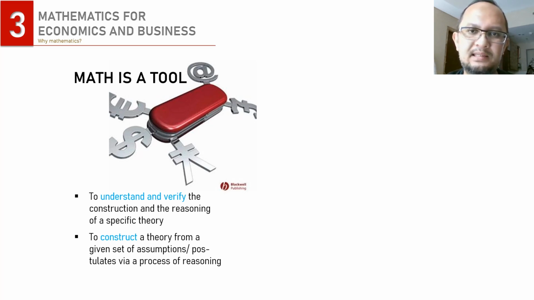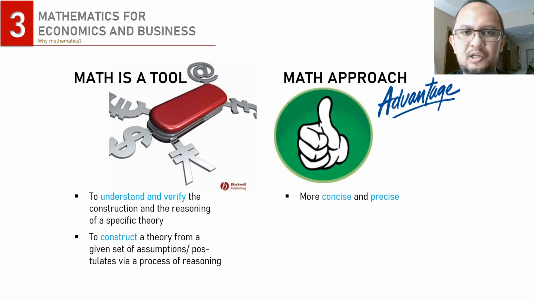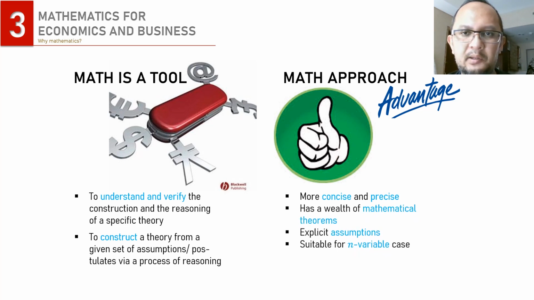With math, the statements of assumption and conclusion, even when huge, can be represented more concisely and precisely with symbols and matrices. The process of reasoning may also be very much helped with a wealth of mathematical theorems. Using math, the assumption is stated explicitly so that the validity of a certain theory can be more accurately verified. And the last advantage of the mathematical process is that it allows us to deal with an n-variable case.